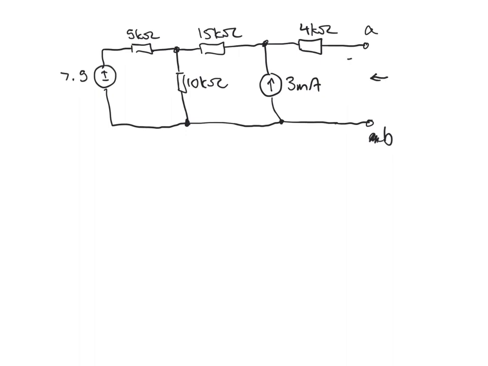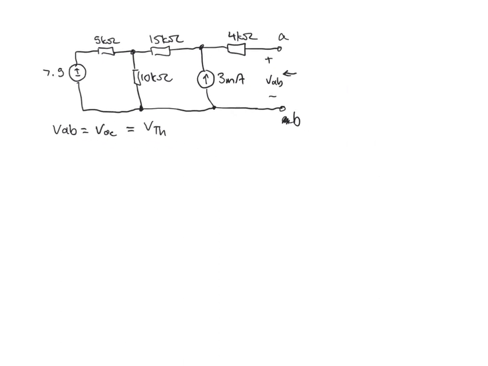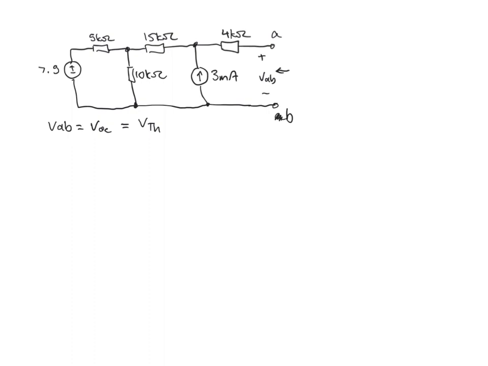So the voltage here is VAB, and VAB, if you look in here, VAB is equal to V open circuit, and that is equal to V Thevenin. So if we can find the open circuit voltage here, then we will know what the Thevenin's equivalent voltage is. So let's use nodal analysis to find V open circuit.